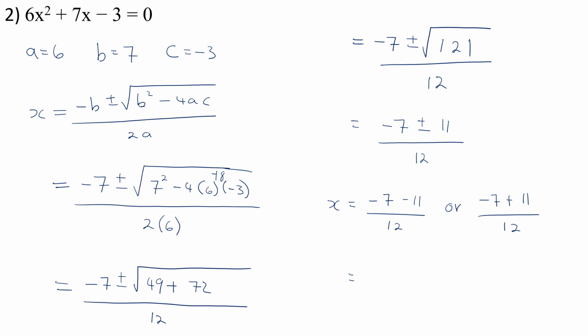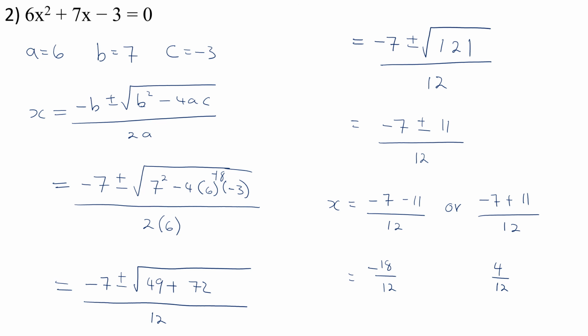Yep. So when I solve this first part here, I should end up with negative 18 on 12. I'll break down just now. Negative 18 on 12. Or on this side, if I compute 7 minus 11, this should give me what? Negative 4? No, not negative. I keep the sign of the bigger one. So this is supposed to be 4 over 12.